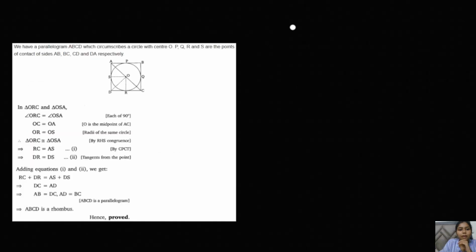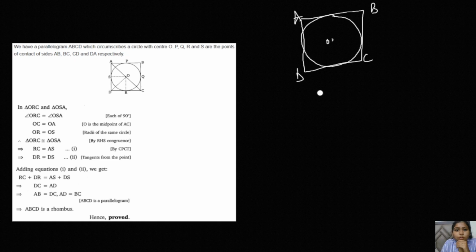Moving ahead with the last question from circles, we have a parallelogram ABCD. This is a particular parallelogram. You have to prove that it is a rhombus. Okay, a parallelogram is given and you have to prove that it is a rhombus. It circumscribes a circle present inside with the center O, right? P, Q, R and S are the points where the quadrilateral touches the circle, right?